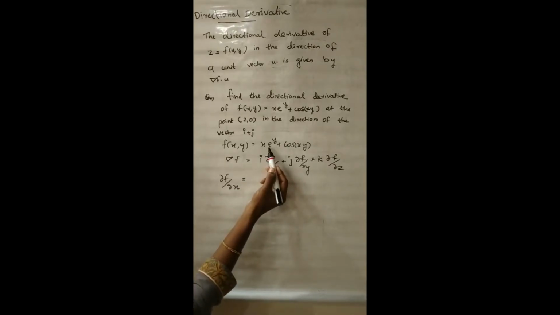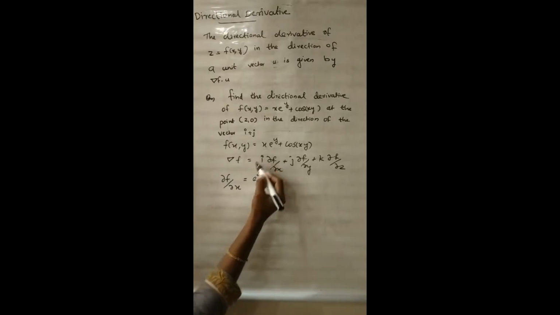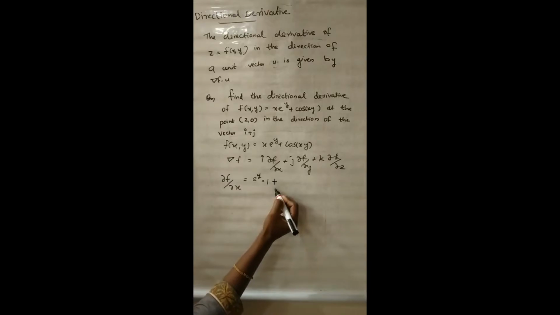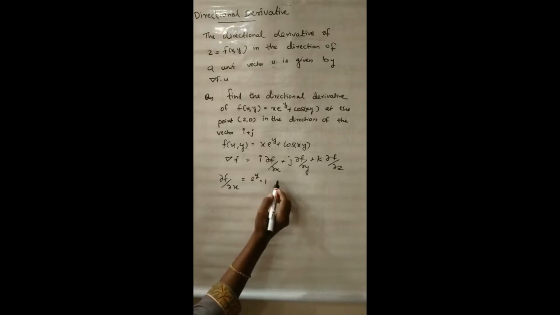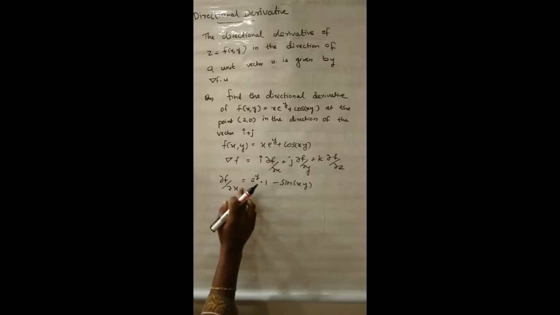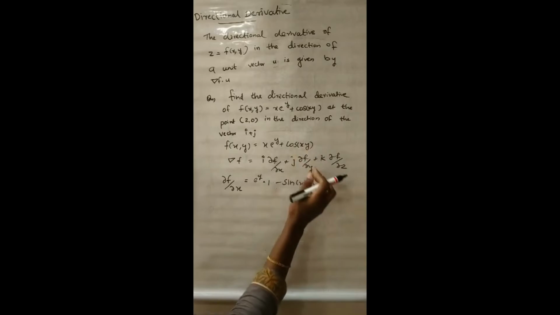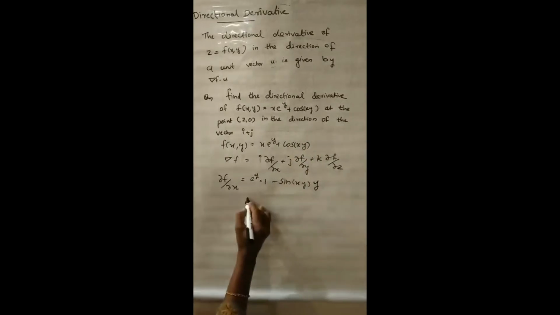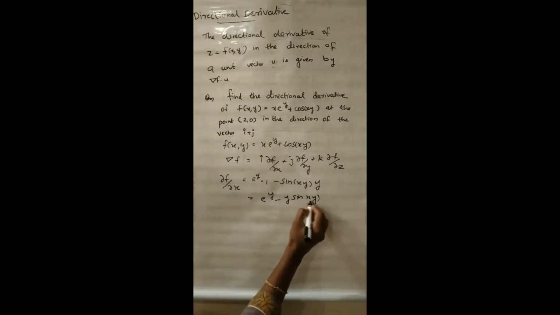So you treat y as a constant. The first term is x e raised to y. The derivative of x e raised to y with respect to x is e raised to y, which you treat as constant, into the derivative of x with respect to x, which is 1, plus then cos x y. The derivative of cos x y is minus sin x y into the derivative of x y with respect to x, which is y. So dou f by dou x is e raised to y into 1 minus sin x y into y. So we get this as e raised to y minus y sin x y.